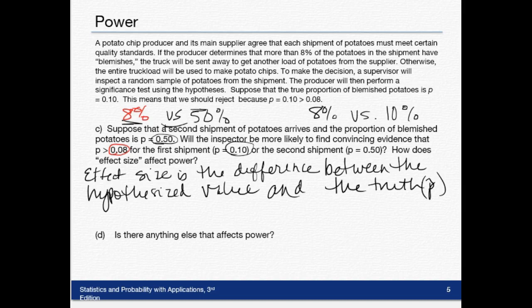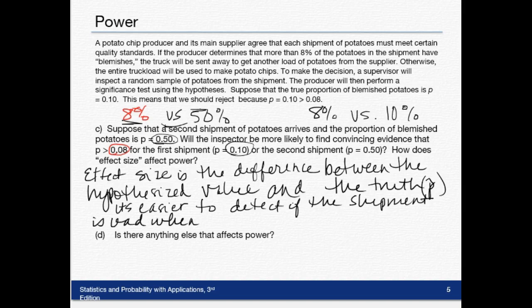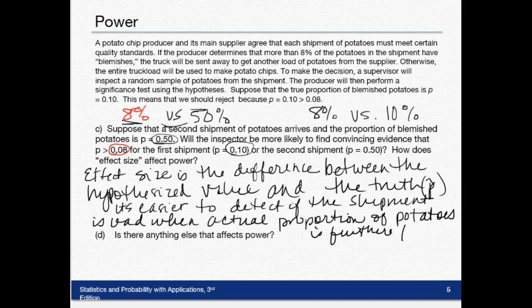So we could say this. It's easier to detect the shipment bad when the actual proportion of potatoes is further from the hypothesized value. Okay, hopefully that's putting it in words. You know, the distance between 8% and 50% is much bigger than 8% and 10%. That's the effect size here.